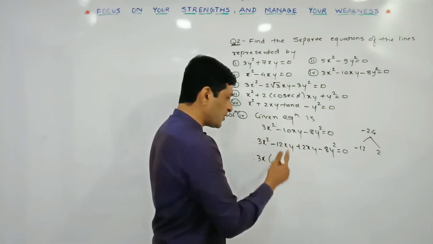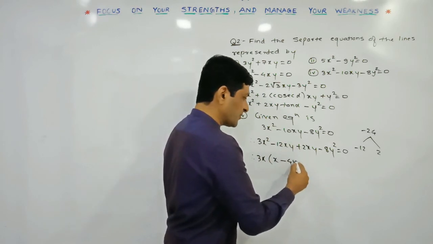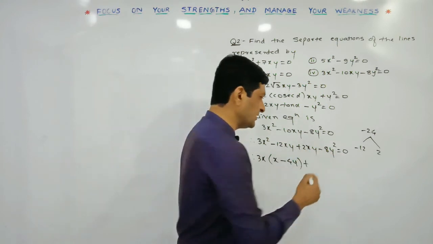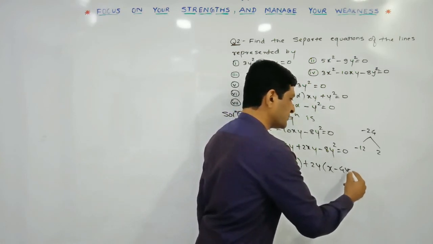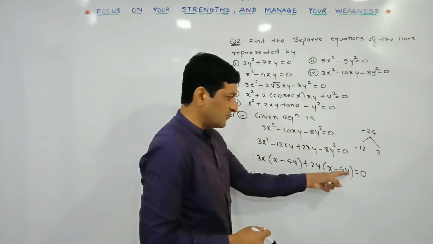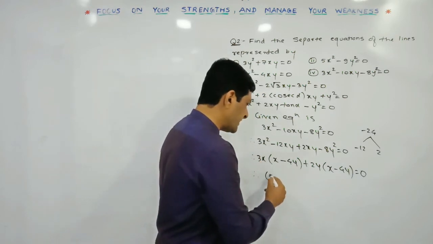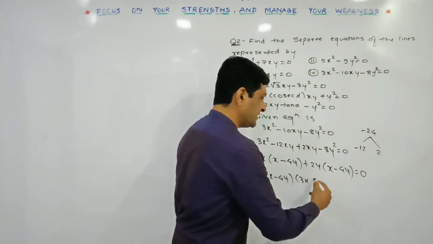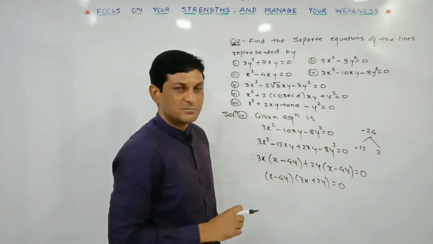If we take 3x common here, the remaining term is x, and here the remaining term is -4y. Again, if you observe the last two terms, can I take 2y common from both terms? Yes, after taking 2y common, the remaining terms are x and -4y. On this side 0, keep it as it is. Again, we are able to take (x - 4y) common from both terms. From the first term the remaining term is 3x and from the second it is 2y, equal to 0. In this way, we have got the factors of this equation.